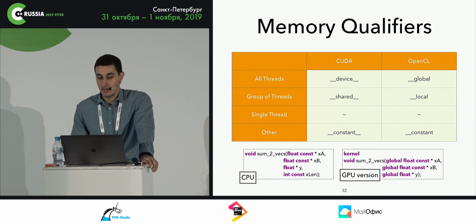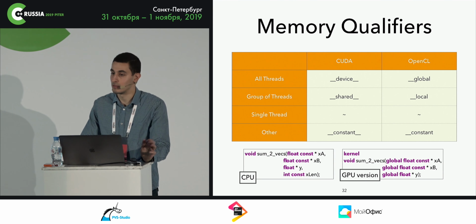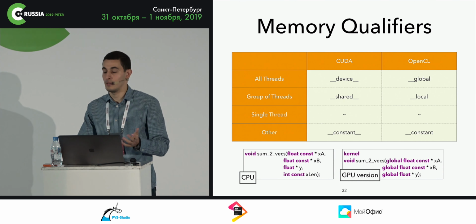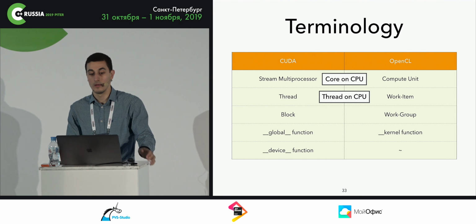Every time we define a pointer, as I told you, we have to provide this additional keyword like global, which states that the memory that we are pointing to with this pointer is actually located on the heap.